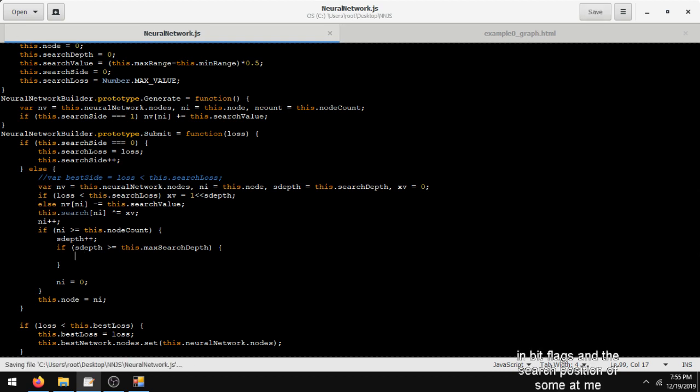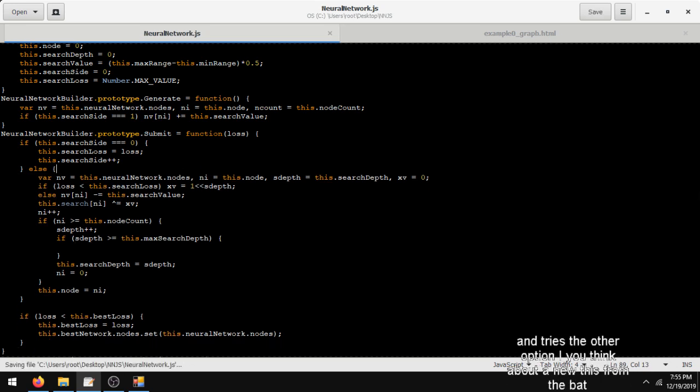Oh man, I actually don't know how this is going to work. Once it hits the max depth, I guess it goes backwards and tries the other option. I've got to think about that. I don't need that best side option.